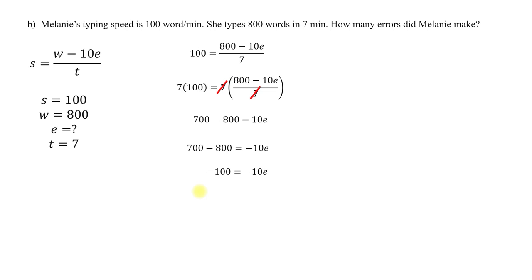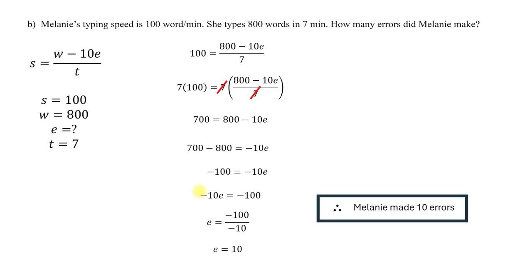At this point, because we want to have the variables on the left-hand side, we can flip this statement around and say that negative 10E equals negative 100. Now we want to isolate E. So we take that negative 10 times E, and we bring it to the other side, and E by itself becomes negative 100 over negative 10, which further simplifies to 10. So we can say that Melanie made 10 errors in this situation.